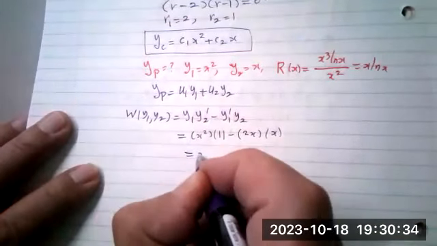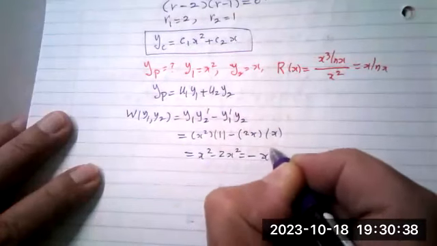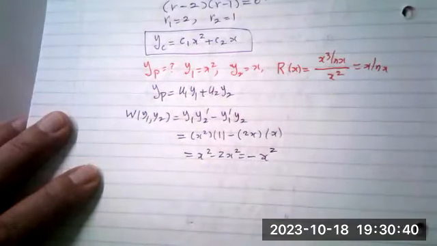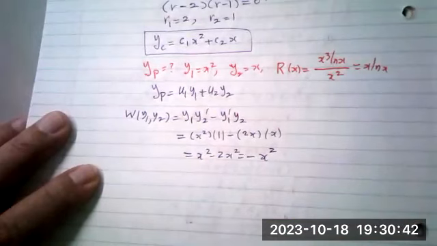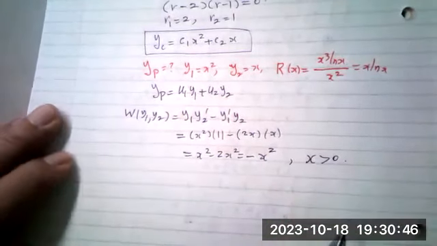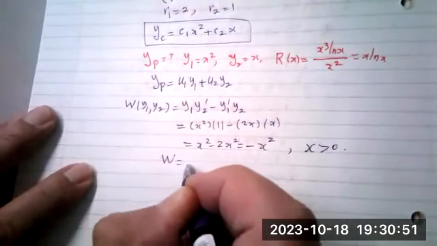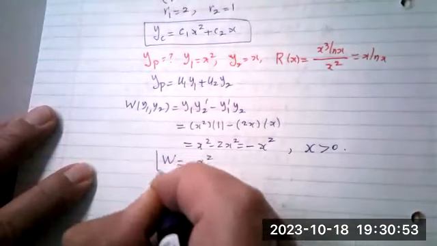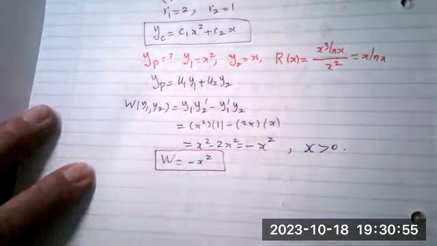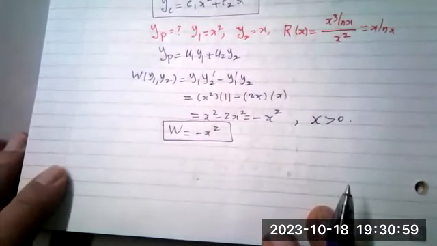Okay, so the first one would be x squared minus 2x squared. The result is negative x squared. Remember, x is positive because of the ln x. So we have nothing to worry about, because the Wronskian must be a non-zero number. So the Wronskian is negative x squared. Okay, any question? So go for the U1.